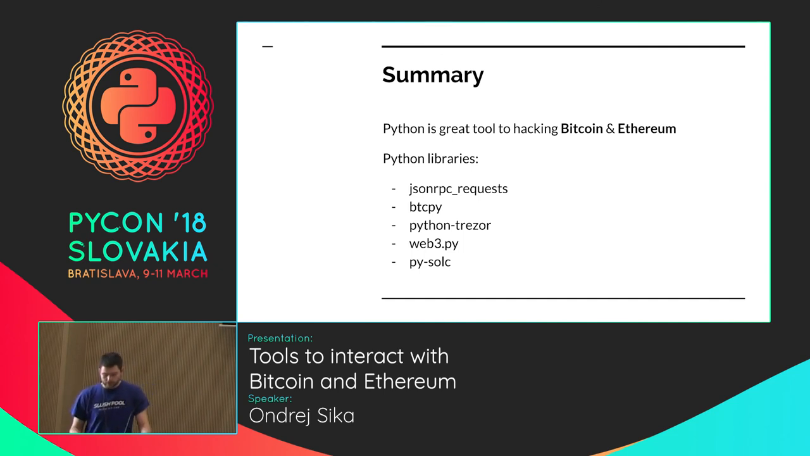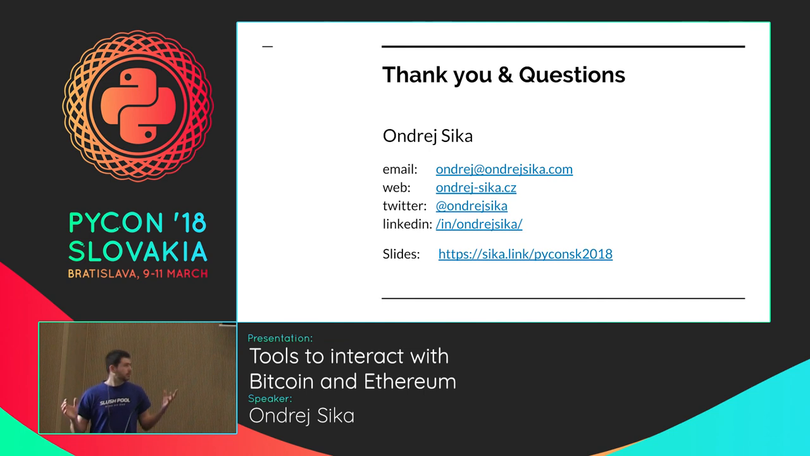And a summary of these Python libraries. I use just these five libraries for any project I do on top of Bitcoin: JSON RPC requests, BTC Pi, Python Trezor when I need hardware wallet support, and for Ethereum, Web3 and py-solc. There are a lot of other tools, but those are actively maintained, and I don't need anything more than I get using these five libraries, and that's it.